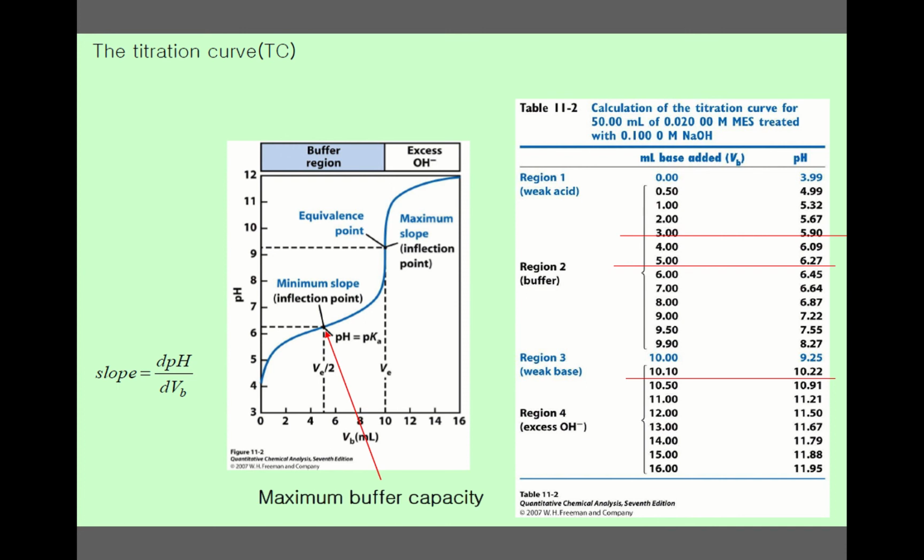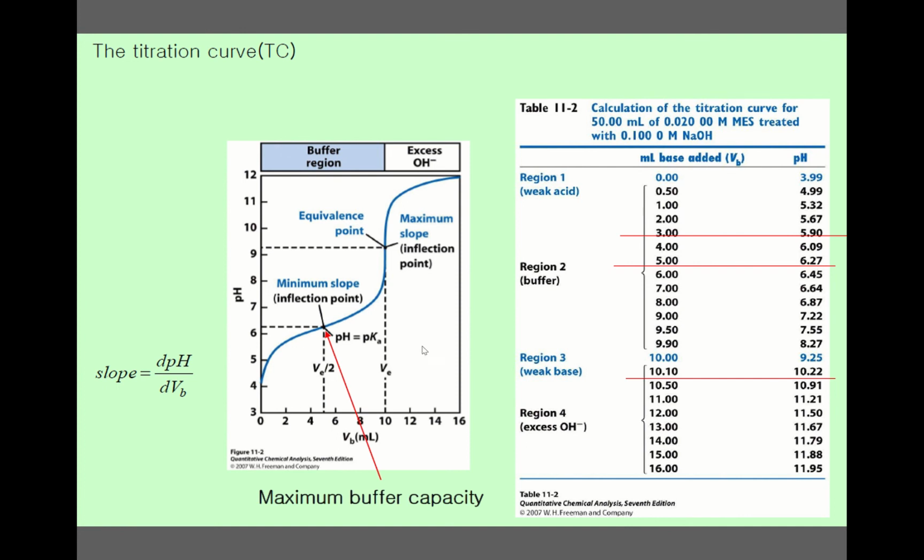This is the titration curve. Now you start. The initial pH is around here, and then as you add strong base, the pH increases, and at the equivalence point the pH increases a lot with a simple small addition of strong base. And after the equivalence point, the pH increases but slowly.